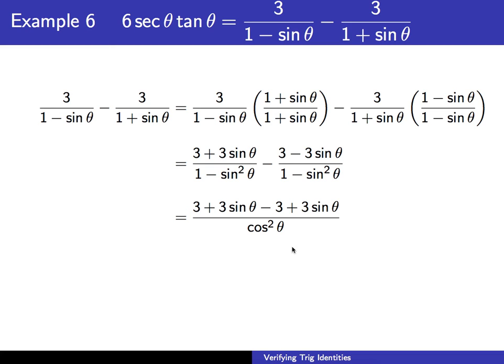And then 1 minus sine squared is cosine squared. So combining like terms in the numerator, the 3 minus 3, those cancel out to zero. 3 sine theta plus 3 sine theta is 6 sine theta all over cosine squared theta, which is what we showed the left-hand side was equal to. So it looks a bit challenging, but it's just some basics on common denominators and combining like terms.